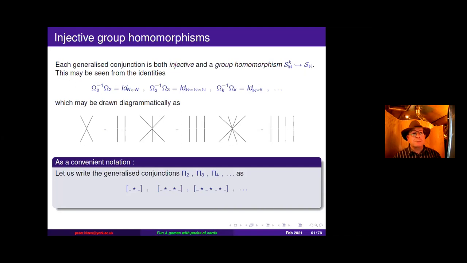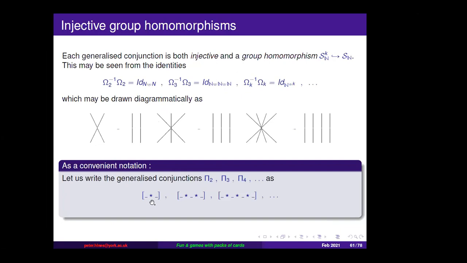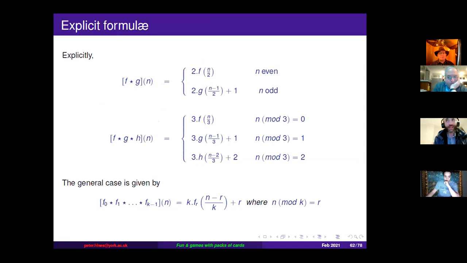So for a convenient notation for this, we're going to write our generalized conjunctions not as functions, but simply we're going to write them using similar notation to Girard as a star. And well, again, I keep emphasizing this is about elementary simple arithmetic. We can write these out explicitly. The twofold star we have already seen, the threefold, it's exactly the same thing, but we're looking at modulo classes 3 rather than 2. And the general case, well, we can simply write down the formula for it. We're looking at the remainder when we divide by k. So we map a linear sequence to the whole of the natural numbers, apply the appropriate bijection, and then map it back to where it came from.